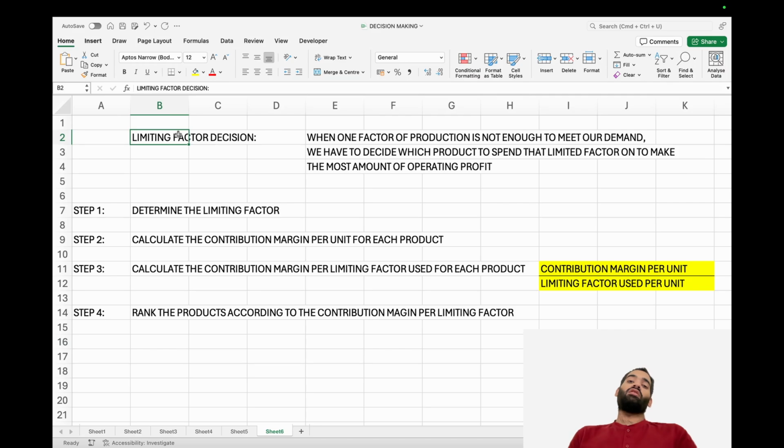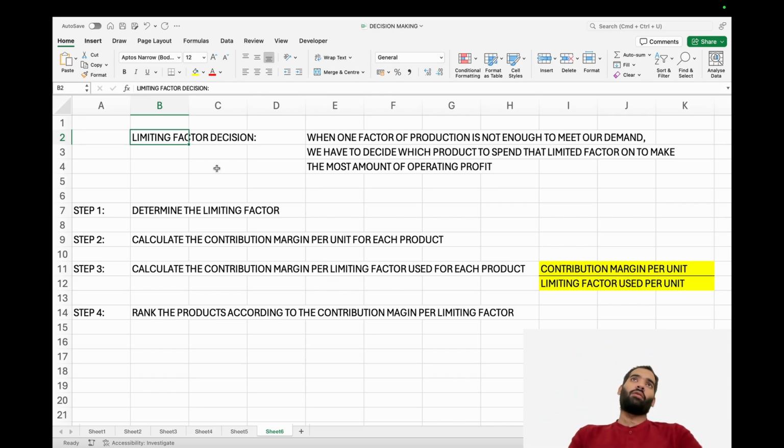Limiting factor decision is when you don't have enough of something that you need to meet your, let's say, production. So for example, if I need 100 pounds of cheese to make all of my pizzas, burgers, and chicken rolls, and I only have 90 pounds of cheese, that means I don't have enough cheese, right? So cheese is my limiting factor.